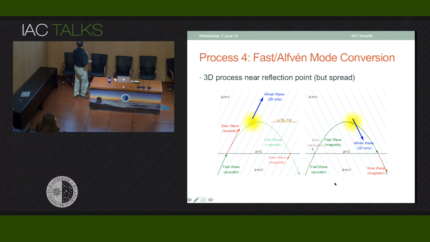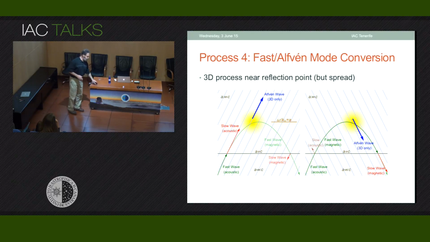All right, so here's now the overview. So here's our process 4 now. Fast to Alfvén mode conversion. So trying to put everything together in a way. Here's our fast wave coming up from below. It's able to get up high because of the ramp effect. It then meets the A equals C layer and it mode converts. Some energy goes into a slow wave, some energy goes into a fast wave.